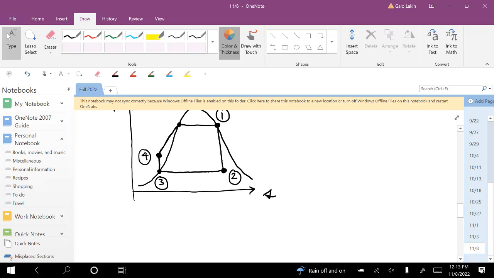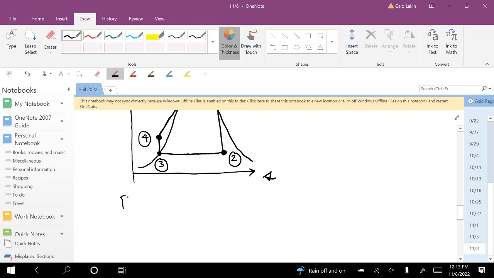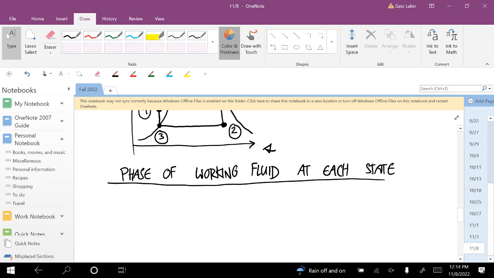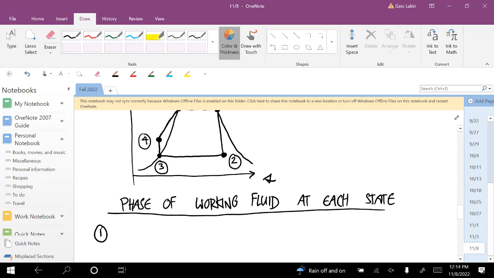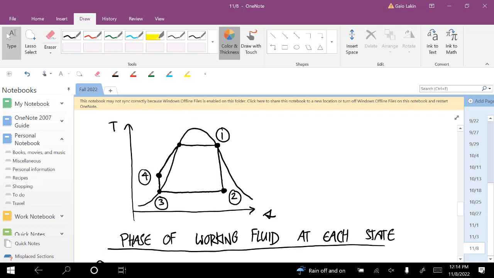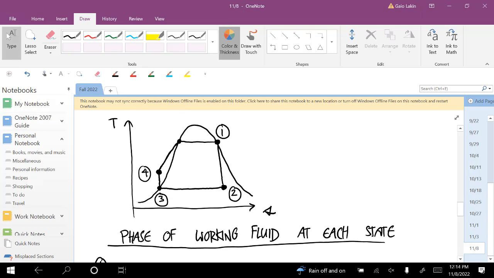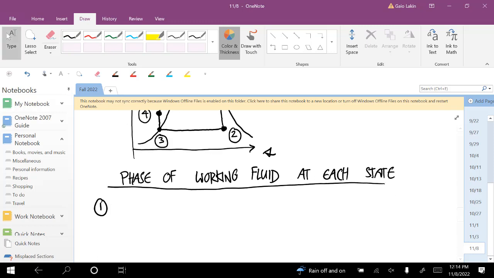So let me write down all those phases. So this is the phase of the working fluid at each of those four states. At state one, read these values off the temperature entropy diagram to me. What's the phase at state one? It's going into the turbine. So the states are between the devices. And just based on where it is on the vapor dome at that state one, what's the phase of that water? So that would be a saturated vapor. That's right.